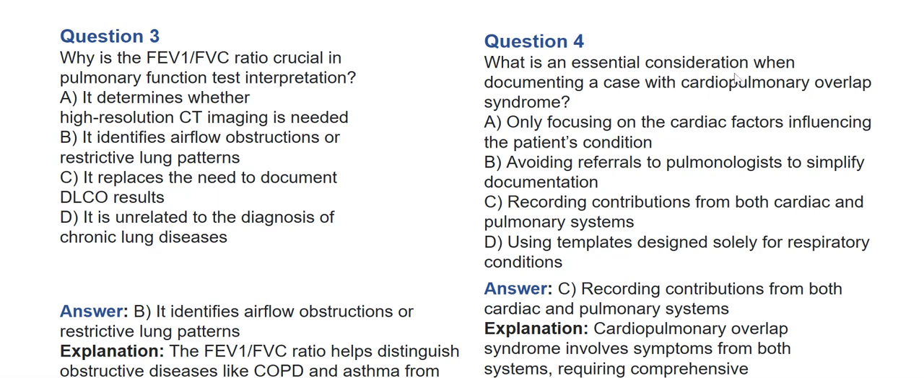Question 4. What is an essential consideration when documenting a case with cardiopulmonary overlap syndrome? A, only focusing on the cardiac factors influencing the patient's condition. B, avoiding referrals to pulmonologists to simplify documentation. C, recording contributions from both cardiac and pulmonary systems. Or D, using templates designed solely for respiratory conditions. Definitely the answer is C. Recording contributions from both cardiac and pulmonary systems, as cardiopulmonary overlap syndrome involves symptoms from both systems, requiring comprehensive documentation to ensure accurate diagnosis and dual-focused management plans.